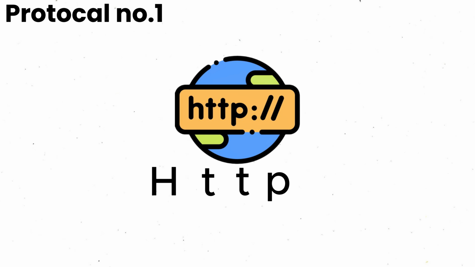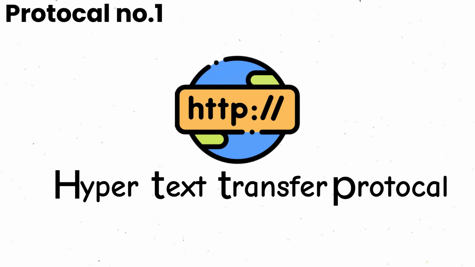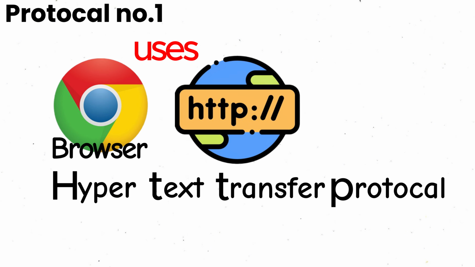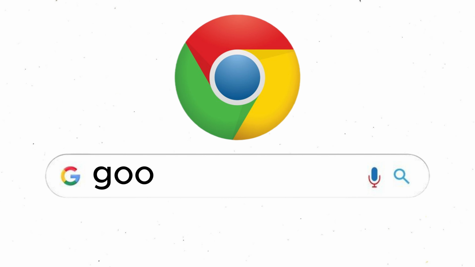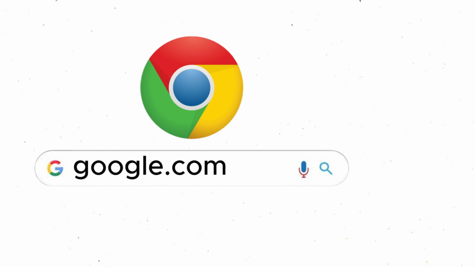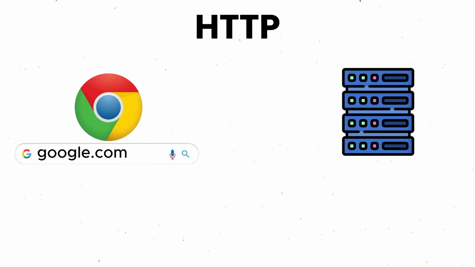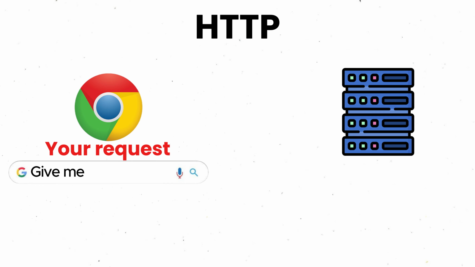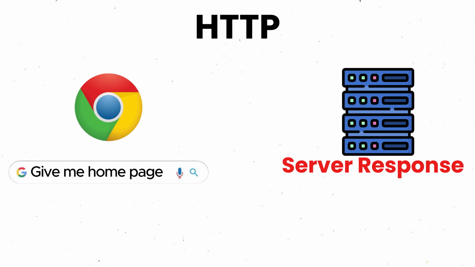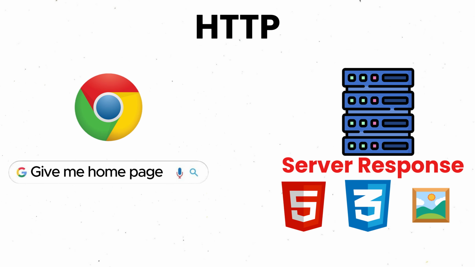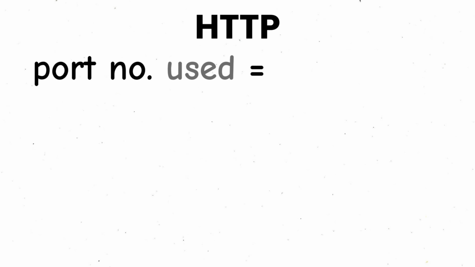HTTP stands for Hypertext Transfer Protocol. This is the protocol your browser uses to talk to websites. When you type a website into Chrome, your browser sends an HTTP request to a web server. Think of HTTP like ordering food at a restaurant. You: give me the home page. Server: here's the HTML, CSS, and images. That's it. Simple request, simple response. By default, HTTP uses port 80.